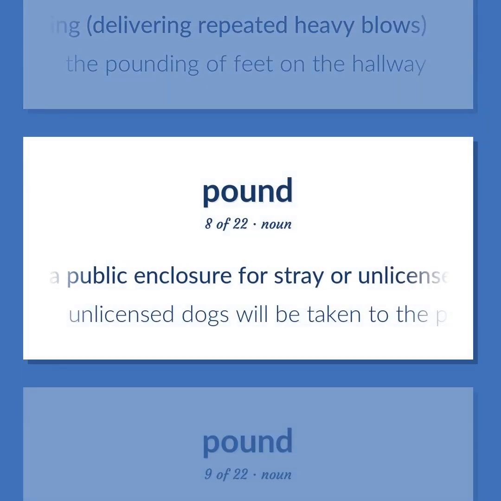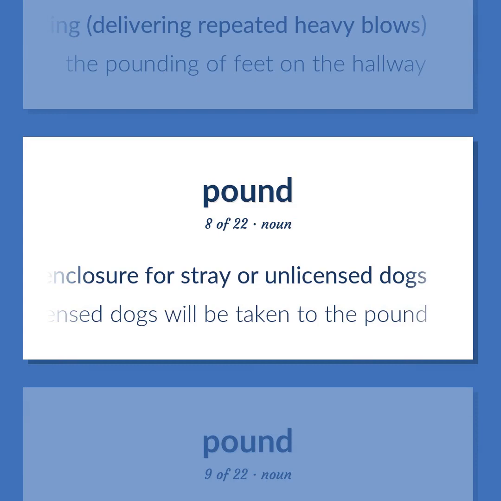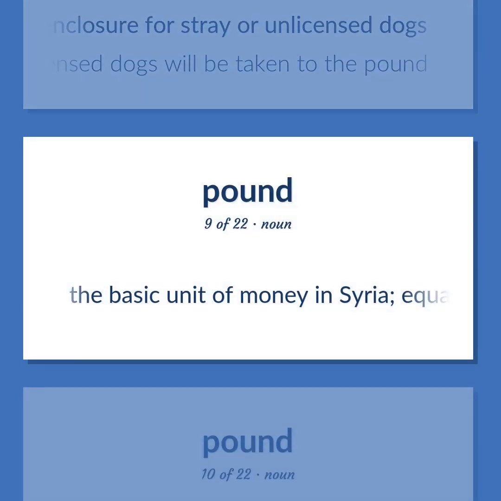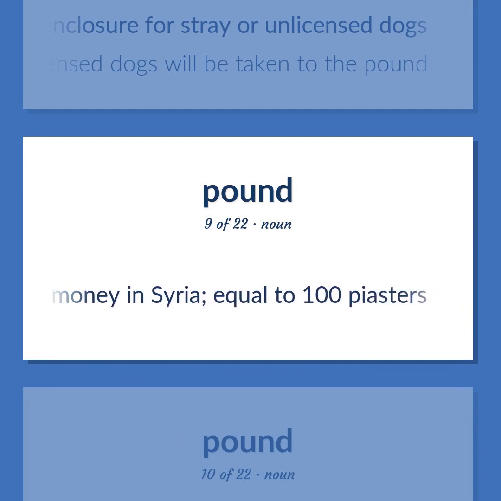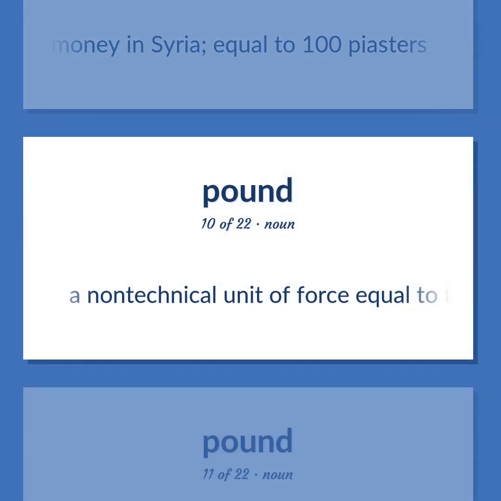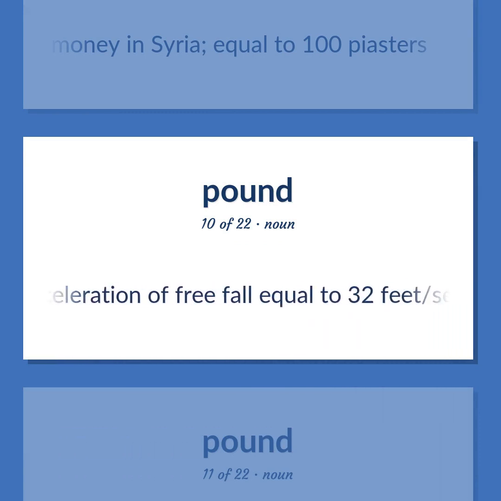A public enclosure for stray or unlicensed dogs. Unlicensed dogs will be taken to the pound. The basic unit of money in Syria, equal to 100 piastres. A non-technical unit of force equal to the mass of 1 pound with an acceleration of free fall equal to 32 feet per second.